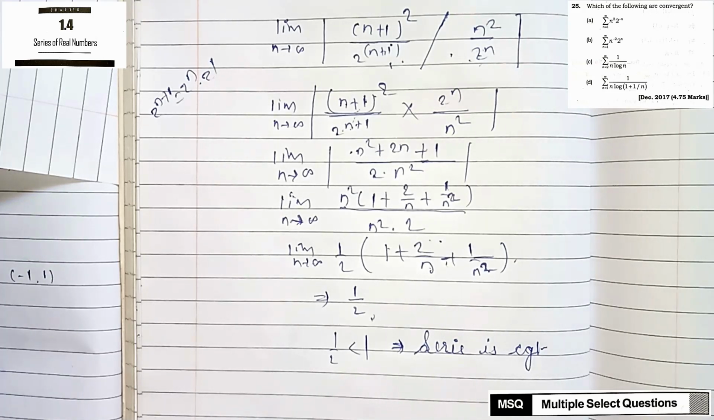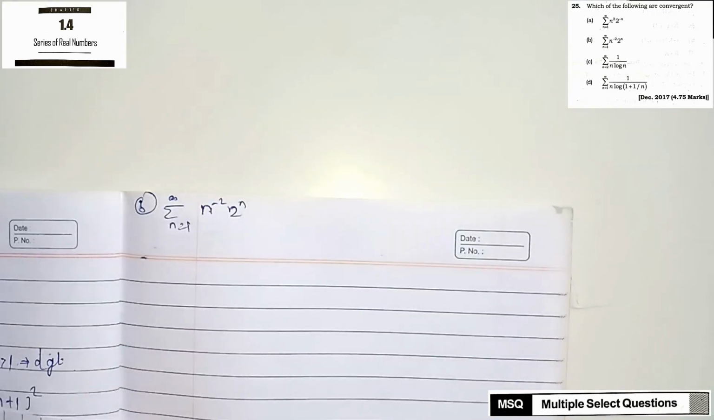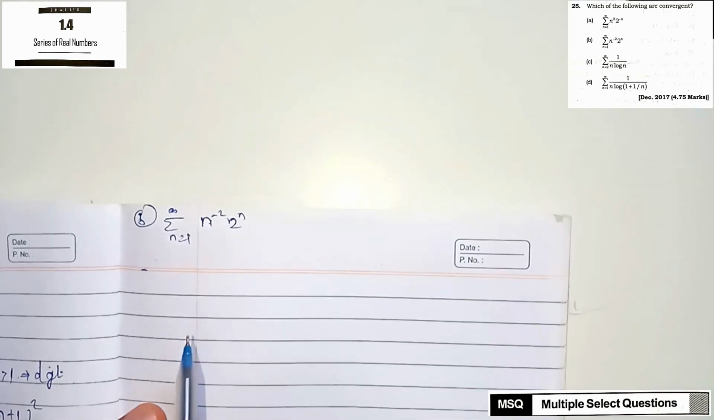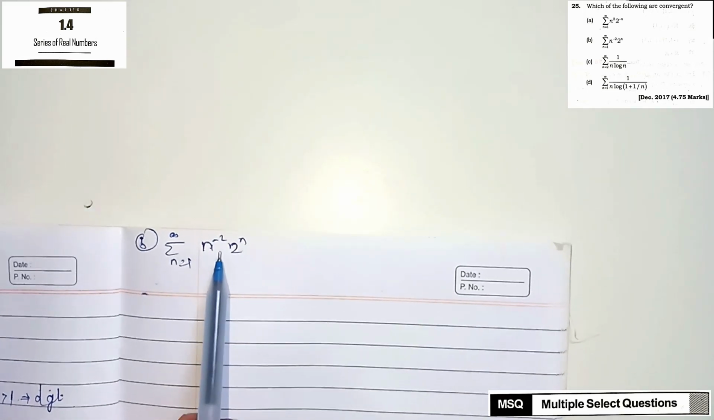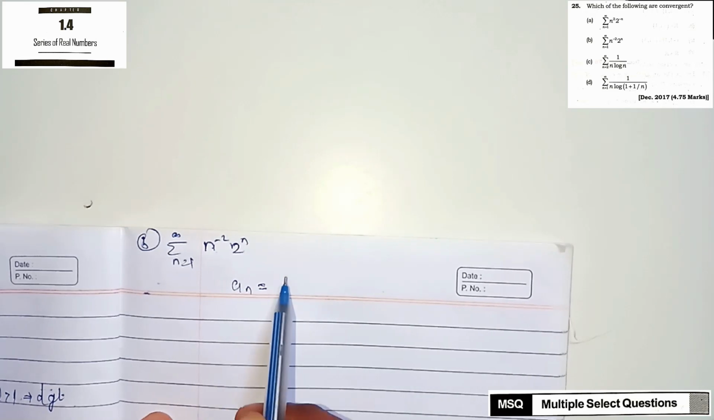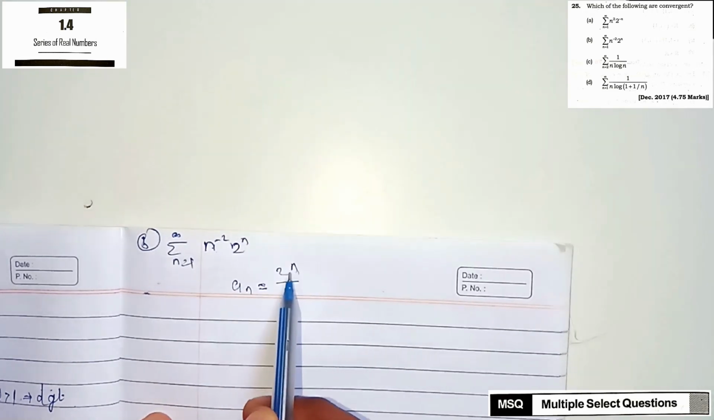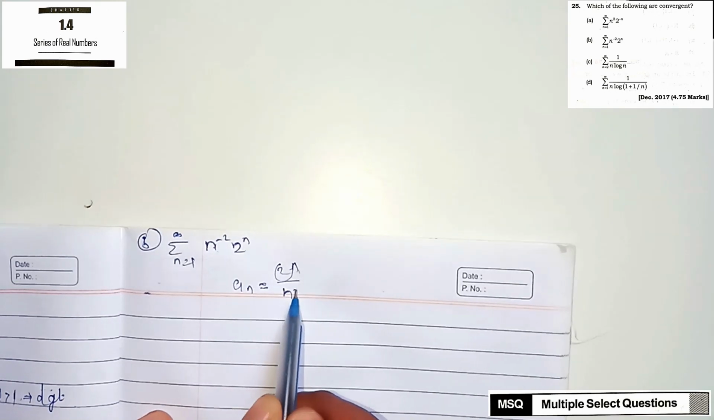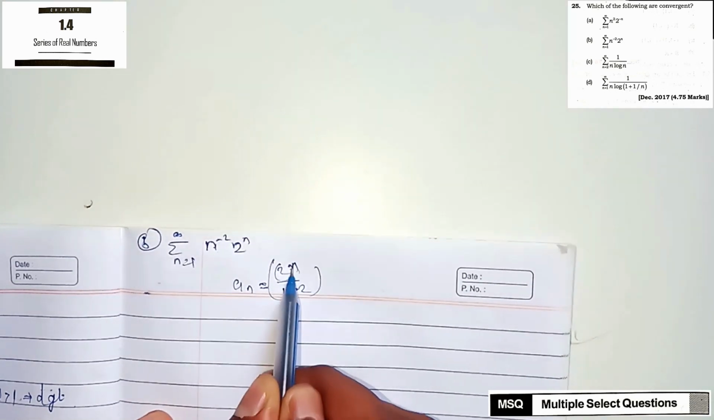Now let's move on to option B. We'll see what test is applicable there. In our second option, we are given n raised to minus 2 into 2 raised to n. So a_n can be written as 2 raised to n and n raised to minus 2. So this is the value for a_n.